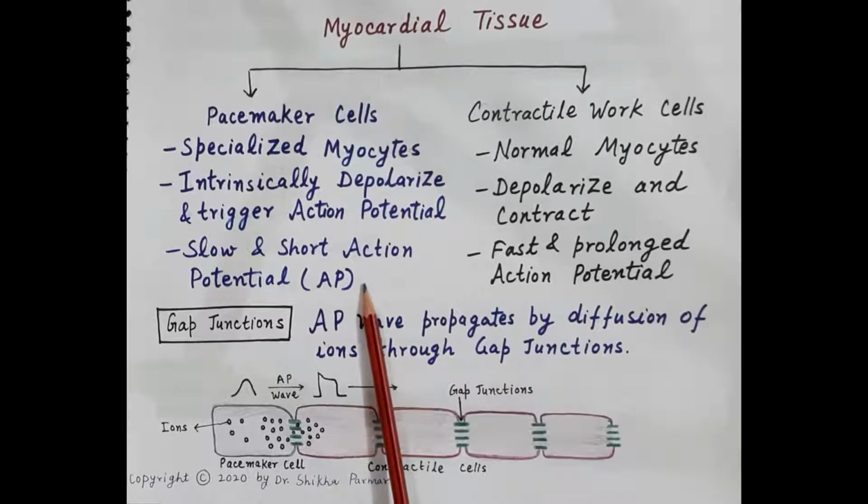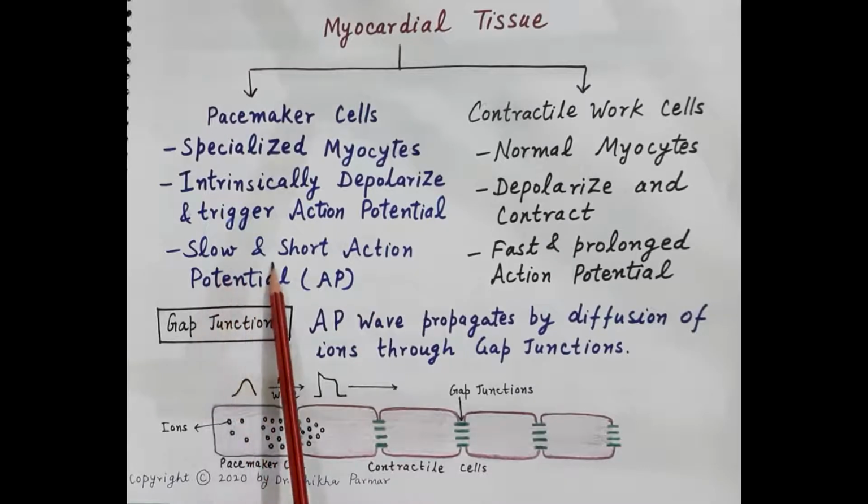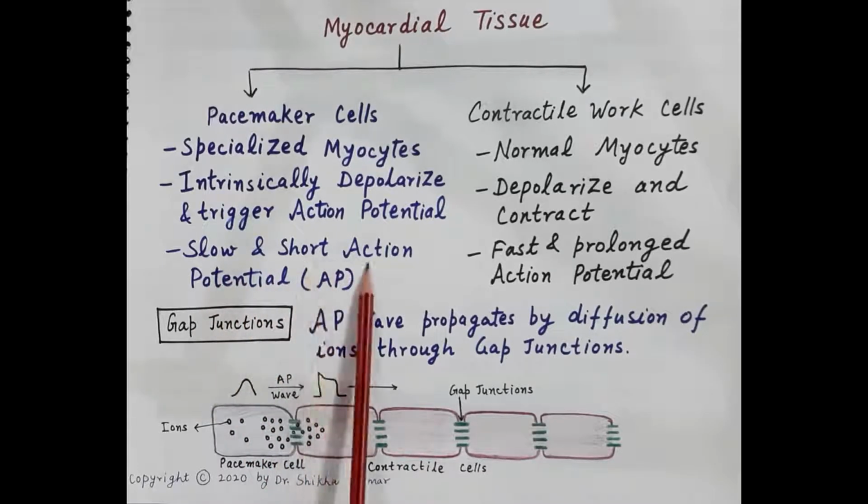Now, when we talk about the action potential of pacemaker cells, the action potential is slow and short, that is, the duration of the action potential is short. This is the diagram. Here I have shown the action potential of a pacemaker cell. As we can see over here, depolarization occurs slowly and the duration of the action potential is very short.